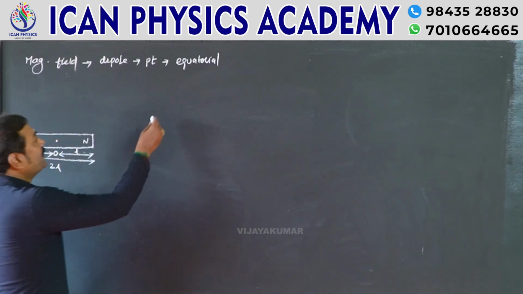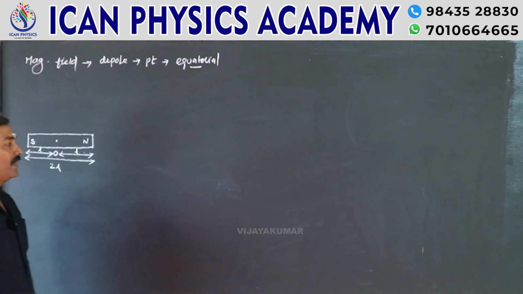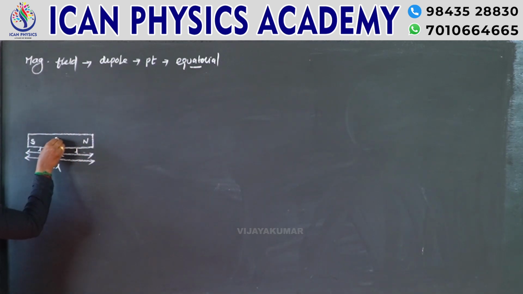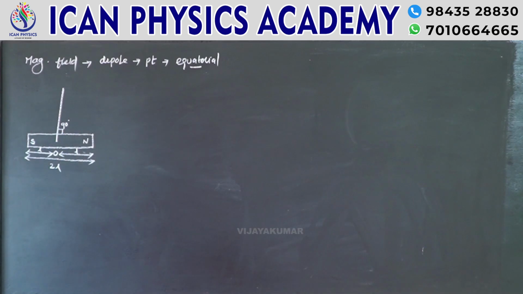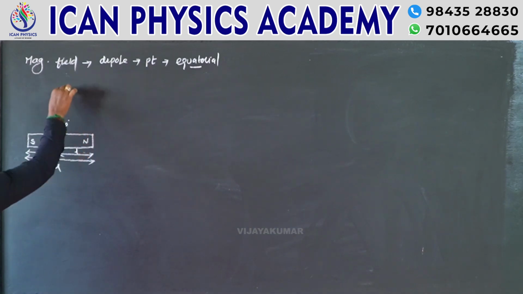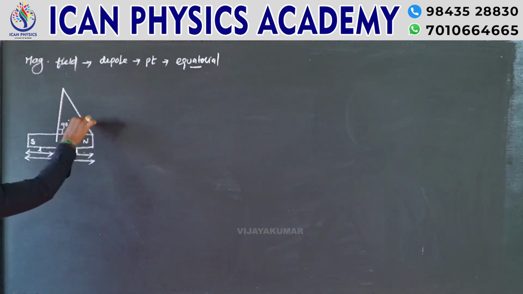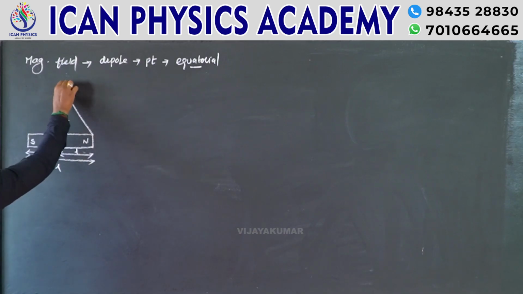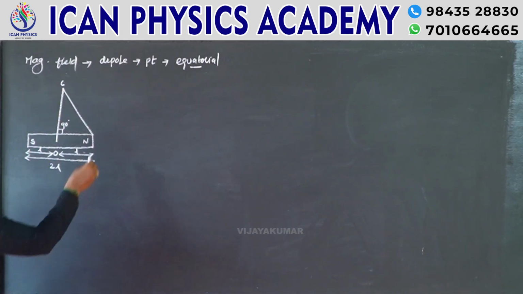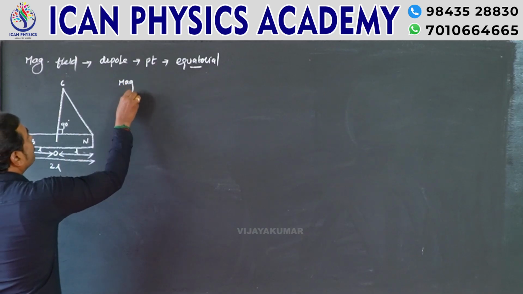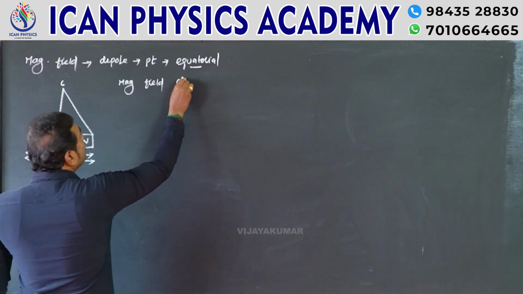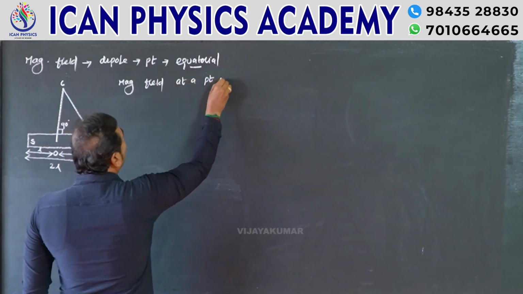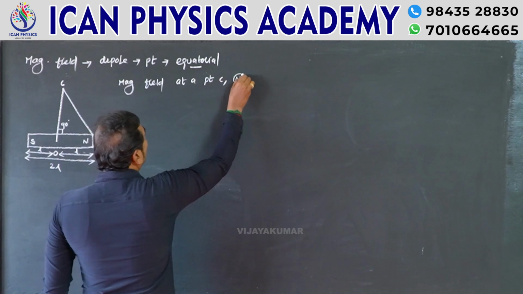இப்போ நமக்கு என்ன டாபிக்? Equatorial line. அப்ப எது equatorial line? The line which makes 90 degrees with the axis, then it is the equatorial line. Now the north pole produces the magnetic field at the point C. Okay, அப்ப என்ன சொல்லிடலாம், magnetic field at a point C due to north pole.